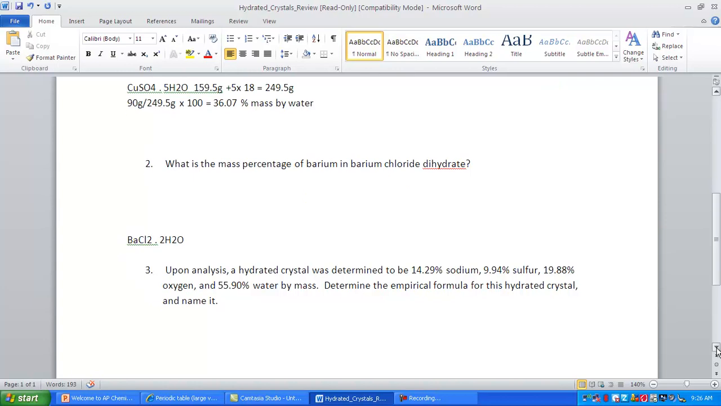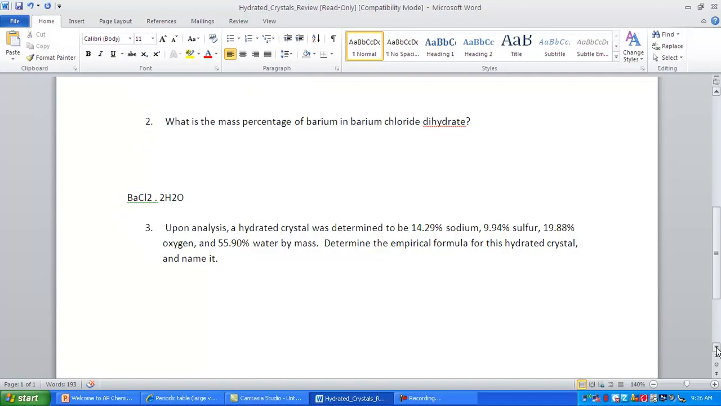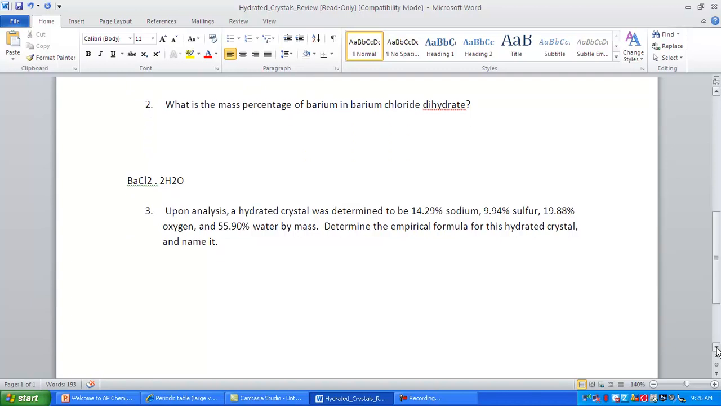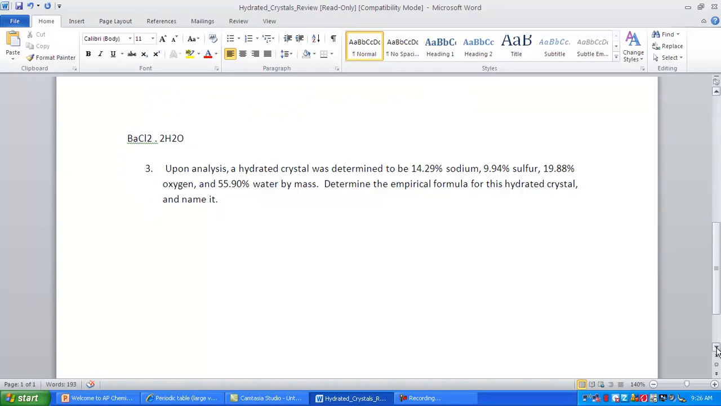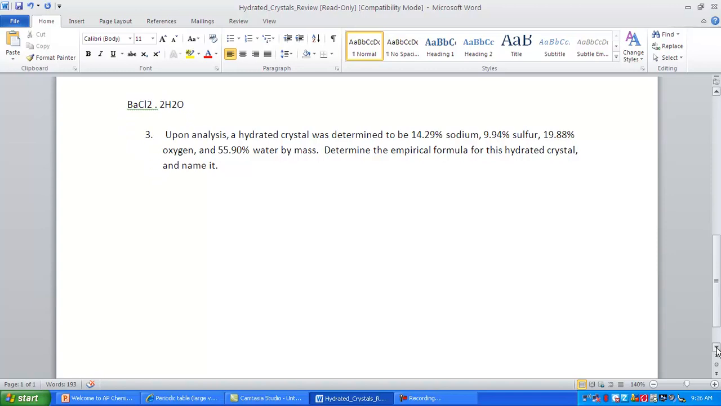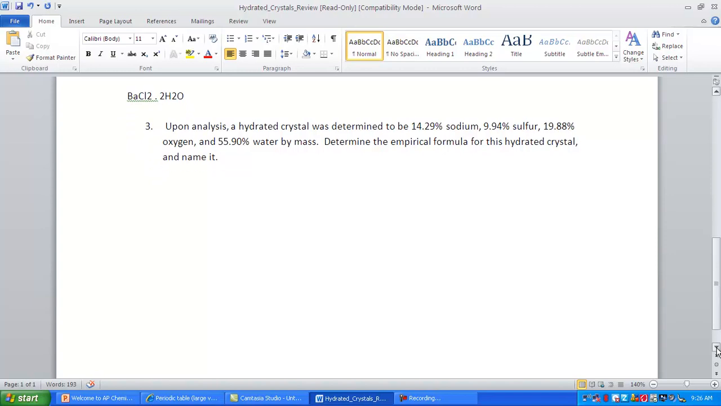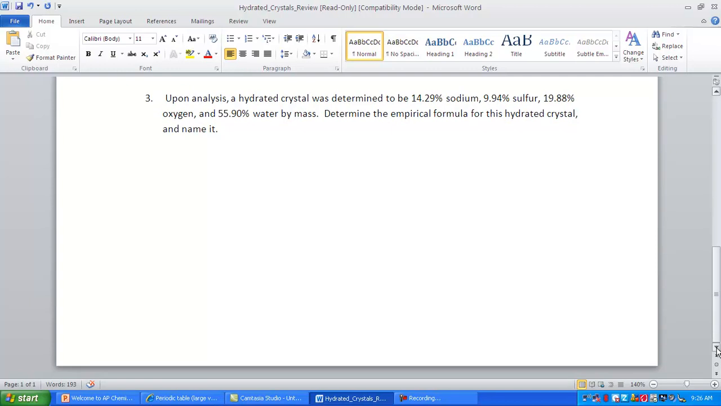Upon analysis, a hydrated crystal was determined to be 14.29% sodium, 9.94% sulfur, and 19.88% oxygen. 55.9% water by mass is included in this weight. Determine the empirical formula for this hydrated crystal, and we will name it. What we'll need to do is go to work finding the empirical formula of the salt and of the water.